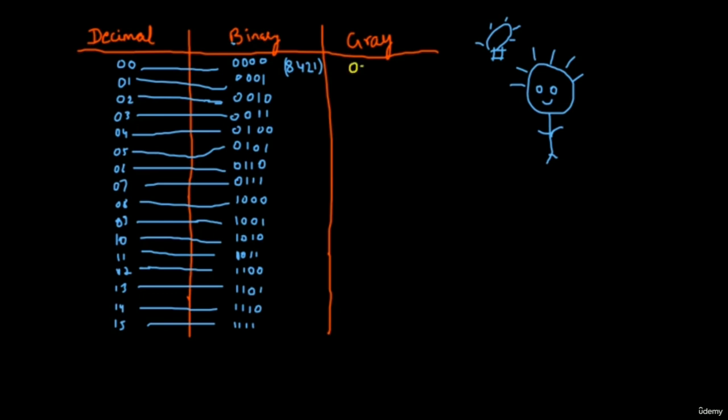So first is 0000. It is a very obvious one. Now the next one is 0001. Till this point everything is the same, right? Now in the next form, 0011. No, I have not written anything wrong.